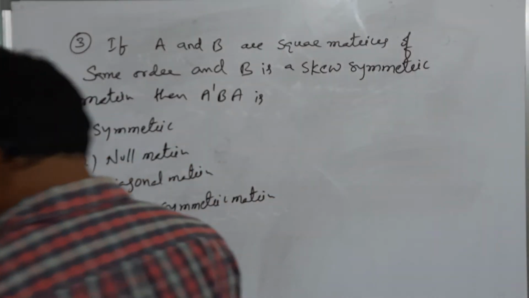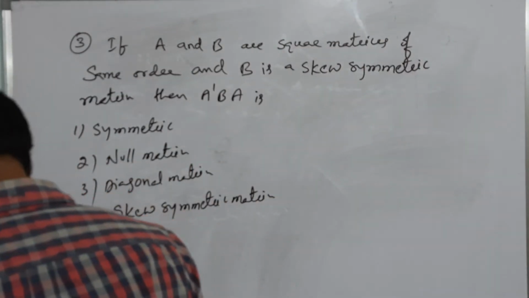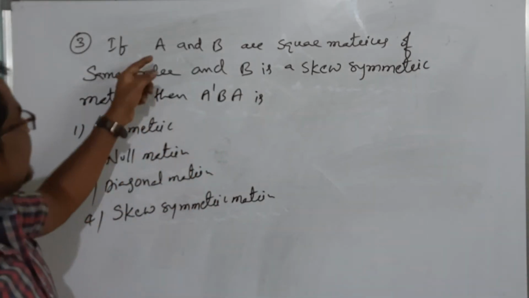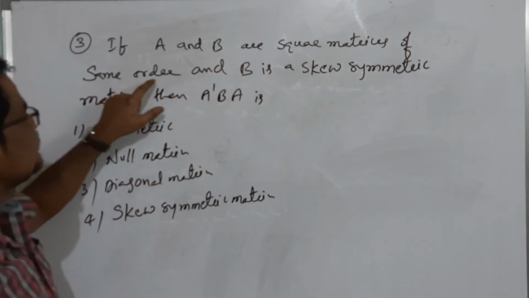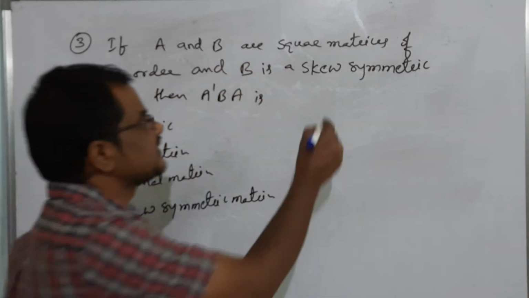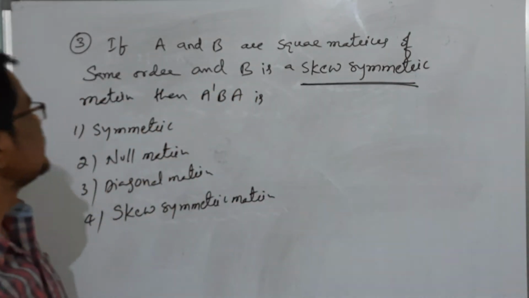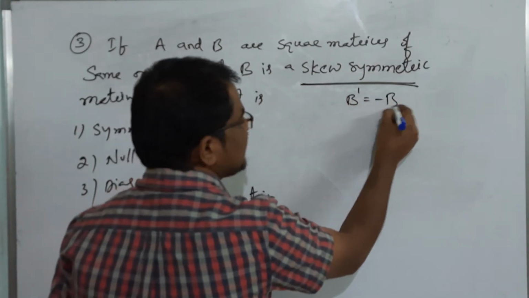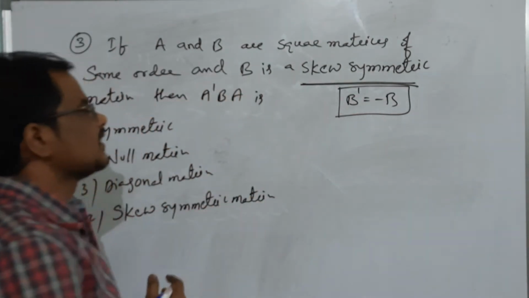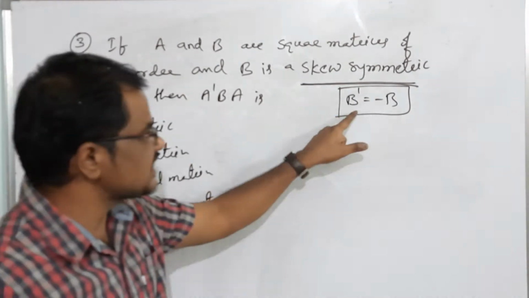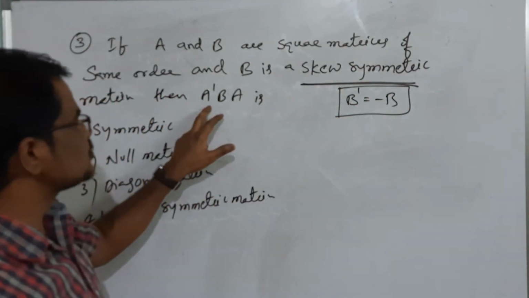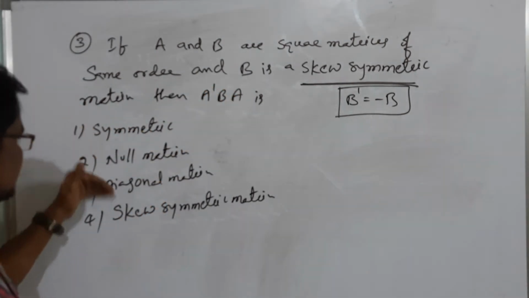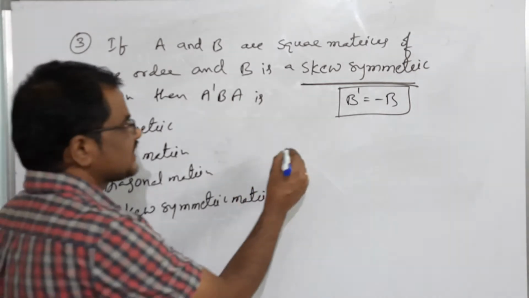So once you see this problem, A and B are square matrices of the same order, and B is a skew symmetric matrix. What they have given: B is a skew symmetric matrix, which means B dash equal to minus B. Then we have to find whether this one is symmetric or skew symmetric, null or diagonal. For that, what do we have to do?